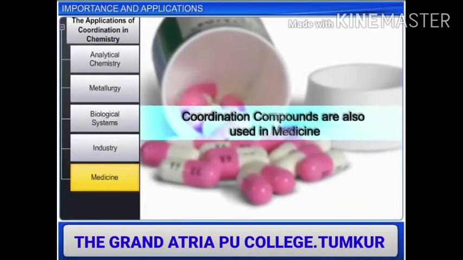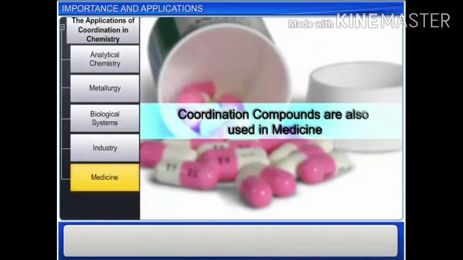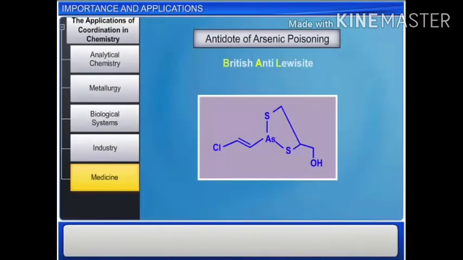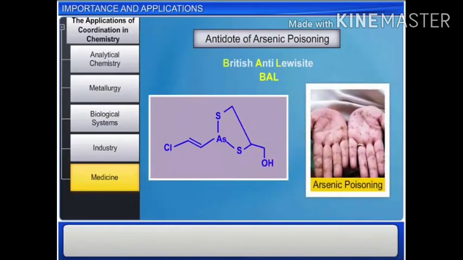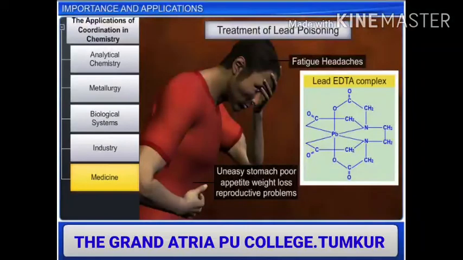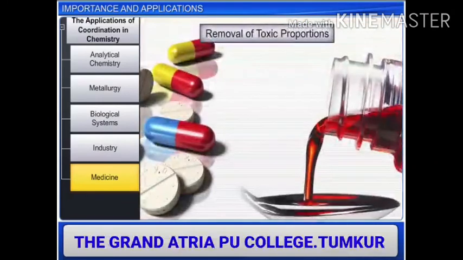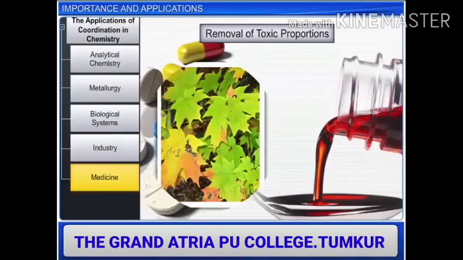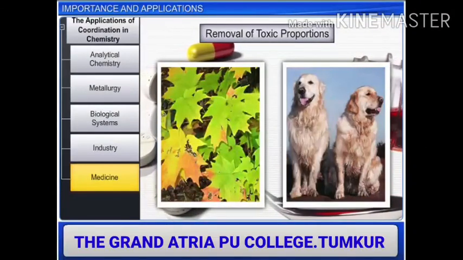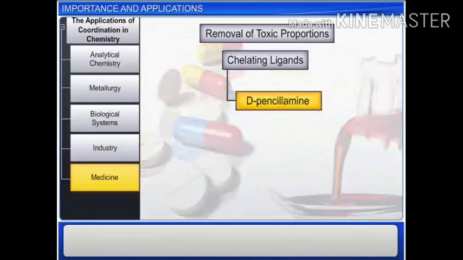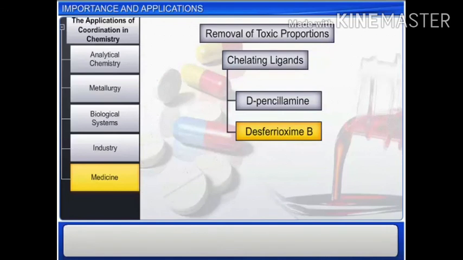Coordination compounds are also used in medicine. British anti-Lewisite, or BAL, is used as an antidote for arsenic poisoning. Similarly, EDTA is used to treat lead poisoning. Toxic proportions of copper and iron in plants and animals are removed by using the chelating ligands D-penicillamine and desferrioxime B via the formation of coordination compounds.